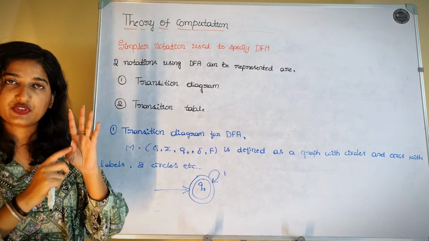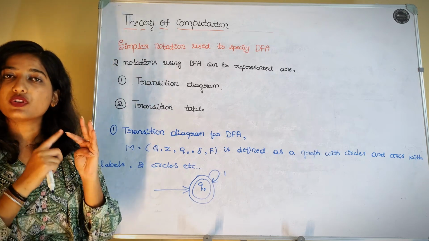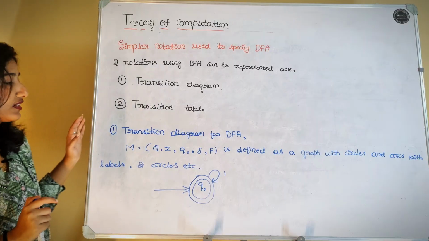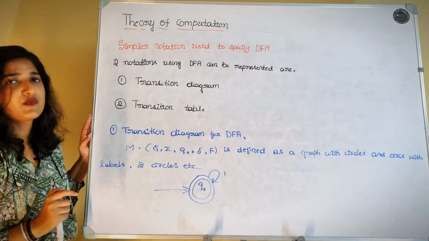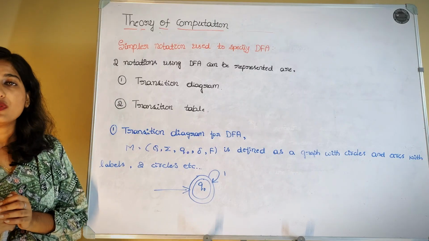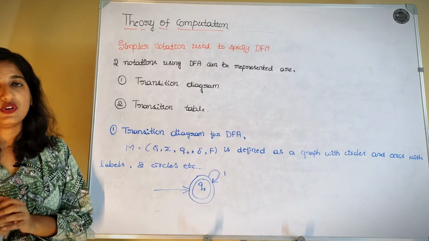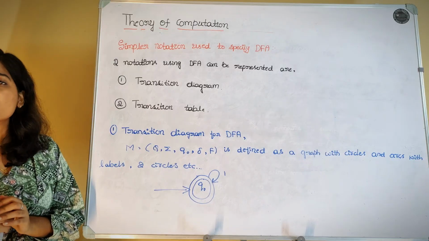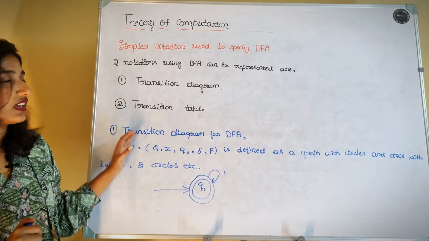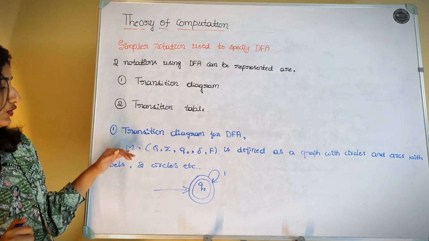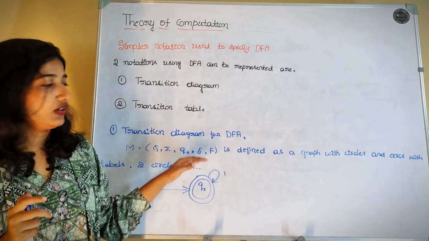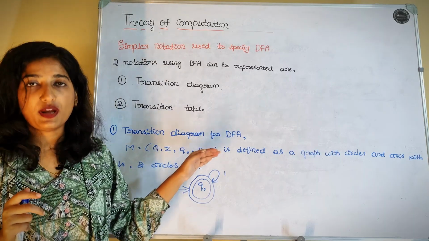Yes, tell me. First one is transition diagram, and what is the second one? Second one is transition table. So what is transition diagram for DFA? This is the common thing. I hope you watched the previous video. On that we have discussed one example for DFA, correct? So that is the transition diagram. So transition diagram for DFA is M = (Q, Σ, q0, δ, F).